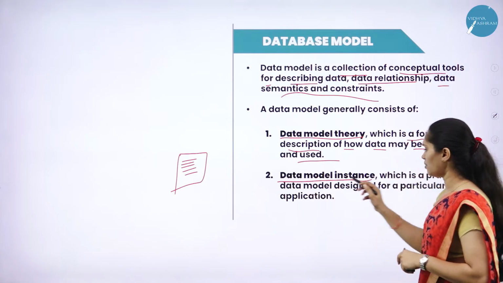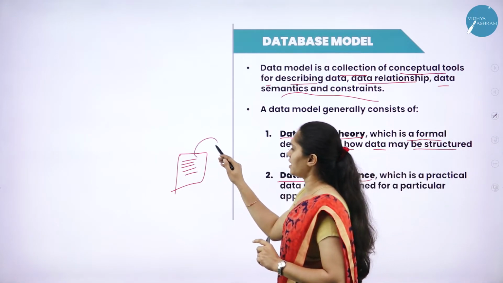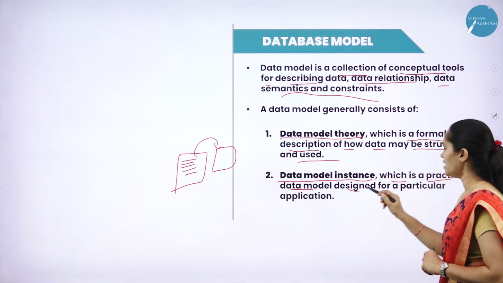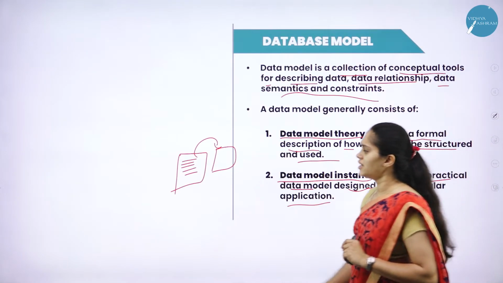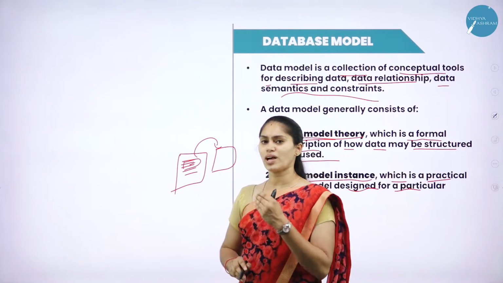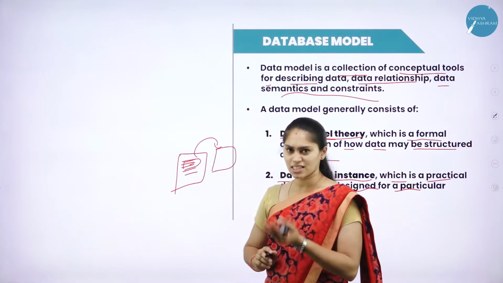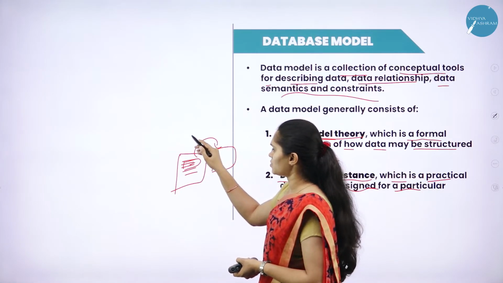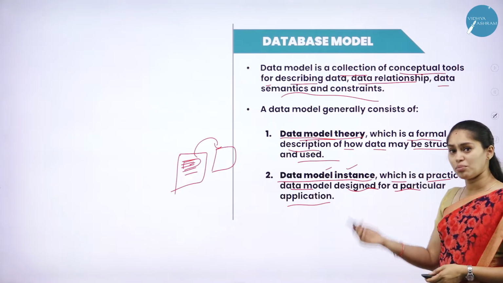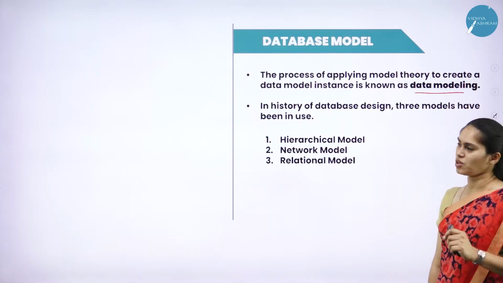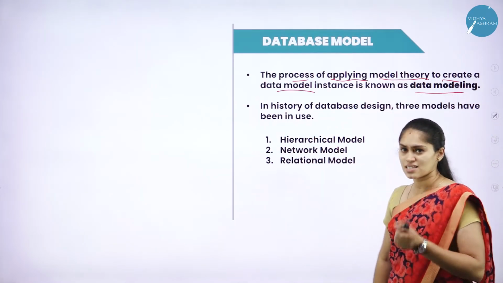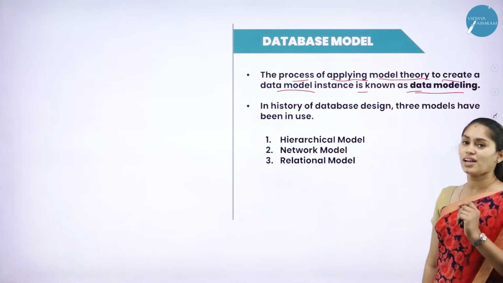But what about this data model instance? That means we are converting this theory into a practical format, that is the data model instance, which is a practical data model designed for a particular application. So we have a theoretical part, that is data model theory. We are going to use this data model theory in order to convert it into a practical description of any application. That method is called what? Data model instance. We are converting data model theory to data model instance. Then that process is called data modeling. So you can see that the process of applying the model theory in order to create a data model instance is known as data modeling.